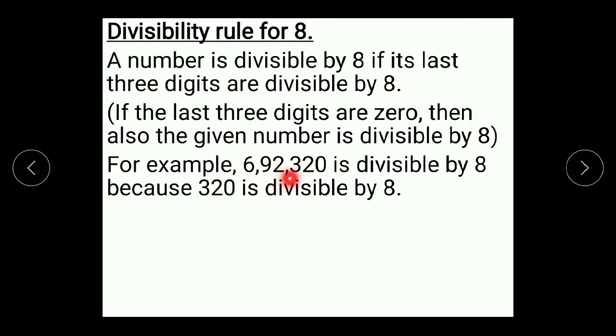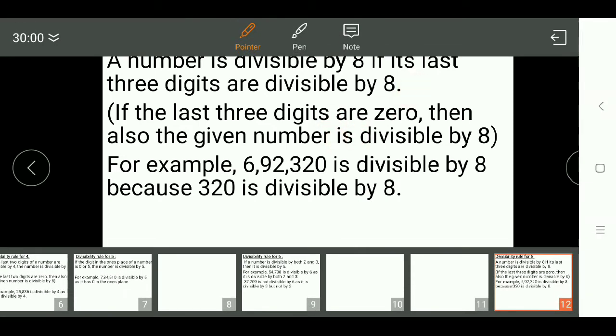So in this example, look at this number. It is a large number, but to check the divisibility by 8, we need to take only the last 3 digits. So what are the last 3 digits? 320. 320 is divisible by 8. Therefore this number is also divisible by 8.